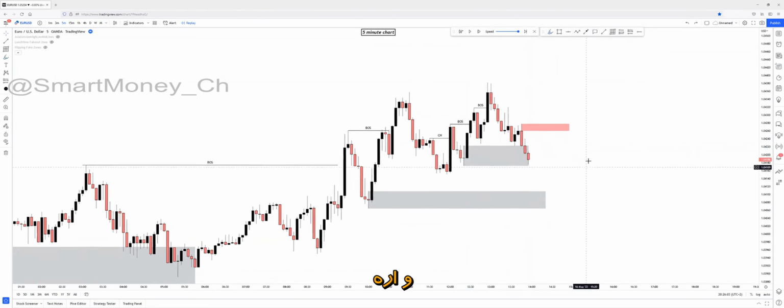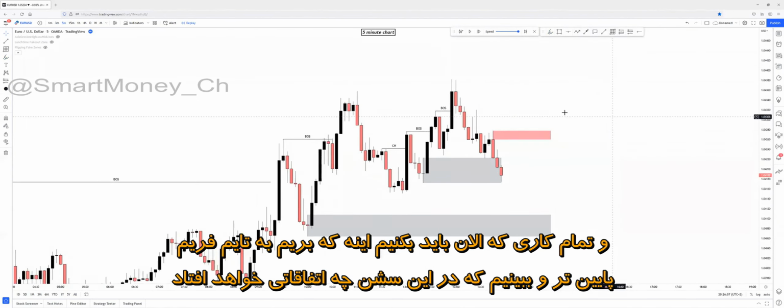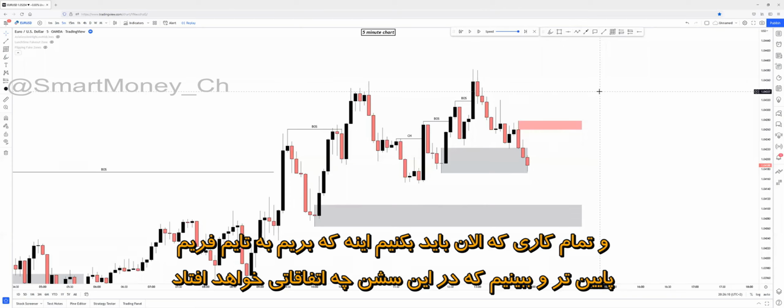And yeah, this is the 5-minute plan. This is the higher time frame plan too. All we have to do is switch to the lower time frame now and see what the actual session will bring for us.